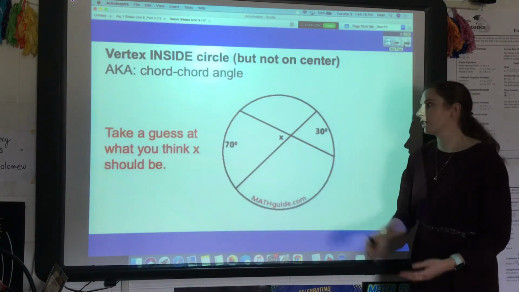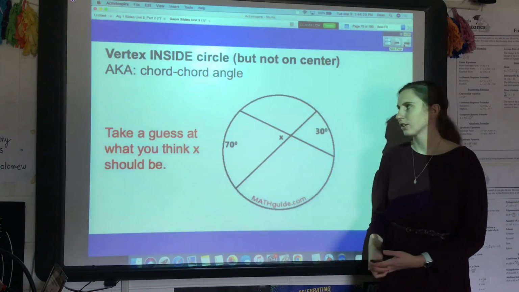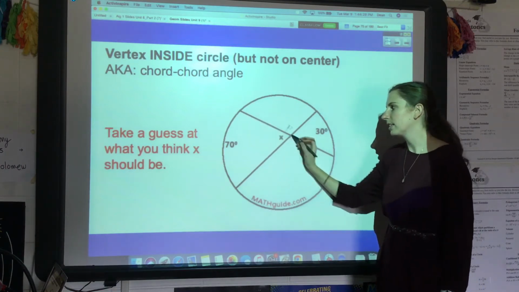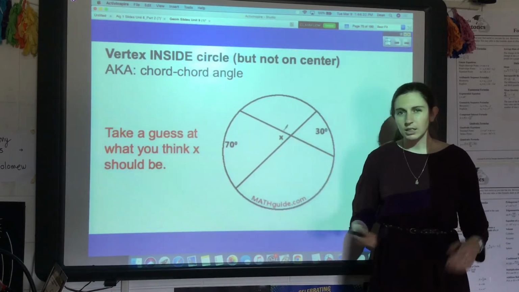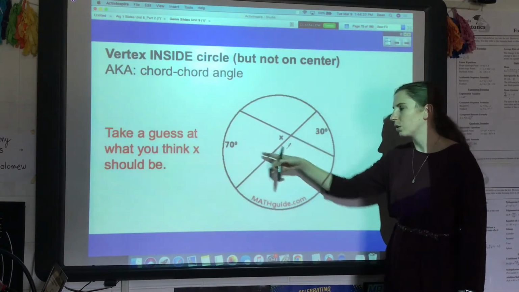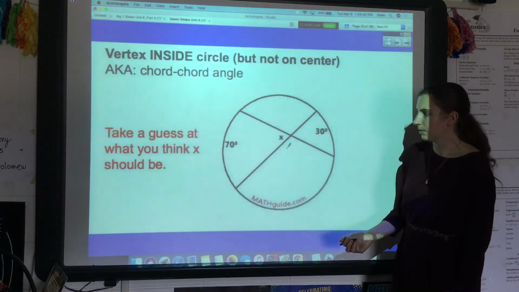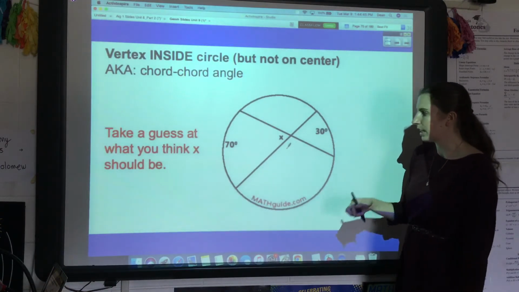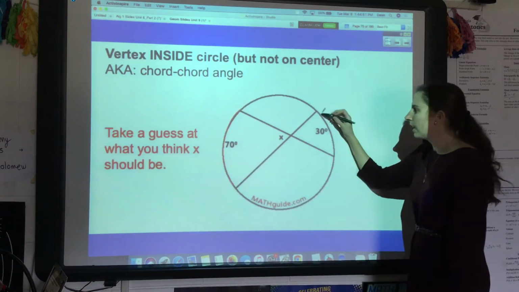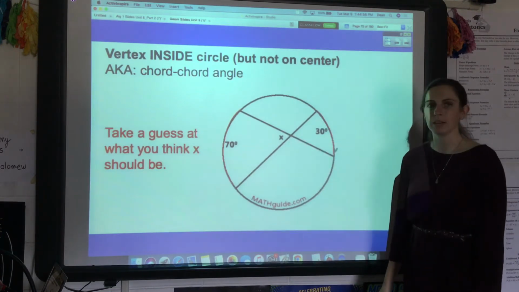Let's start with if the vertex is inside the circle, and then we'll deal with outside in a second. They're pretty similar, actually. So if the vertex is inside the circle, like you're trying to find this angle here, but it's not a central angle. Remember, if it were a central angle, then that angle would literally match the arc. But in this case, it's not. So why don't you just take a guess? If this arc right here is 70 degrees, and this arc right here is 30 degrees, and I know that's not really to scale, what do you think x should be?